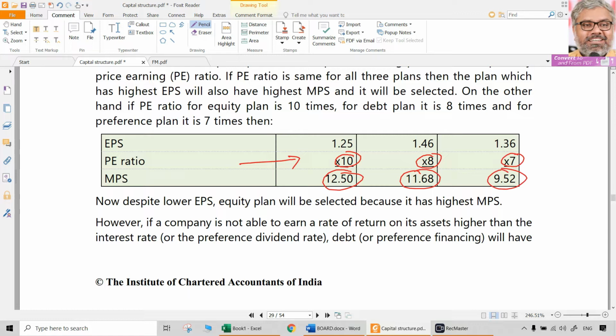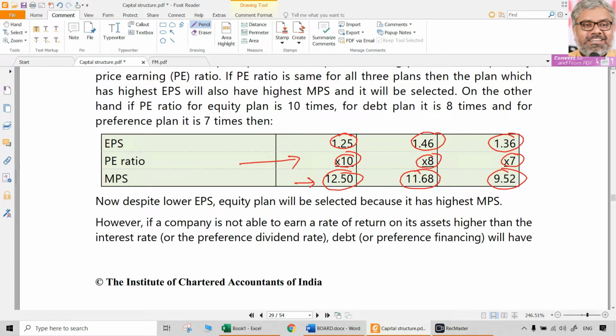So the PE ratio has to be given in the question. What you have to do is just multiply that PE ratio with EPS so that you can get the market price per share. It need not be the same all the time. In different options, different PE ratios may be there, because the investor's perceptions will change according to the capital structure also. So if one PE ratio is given, then the same PE ratio will be used to multiply with EPS. If different PE ratios are given, we have to use them.